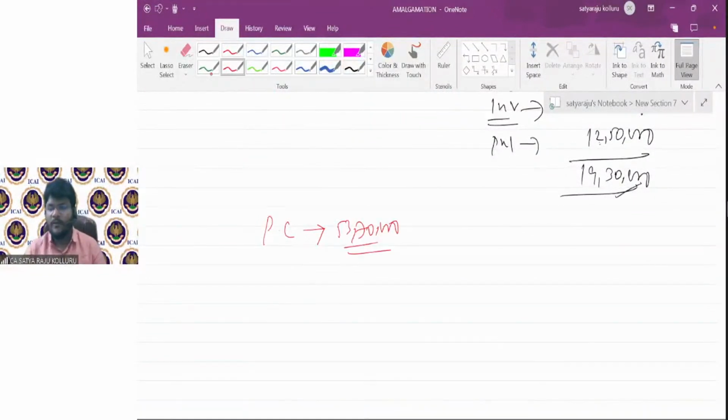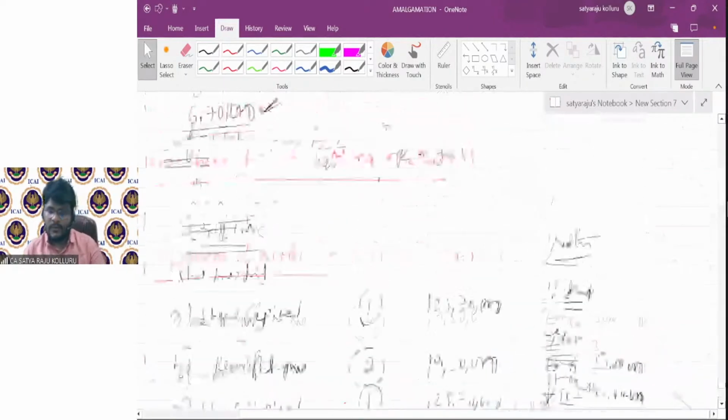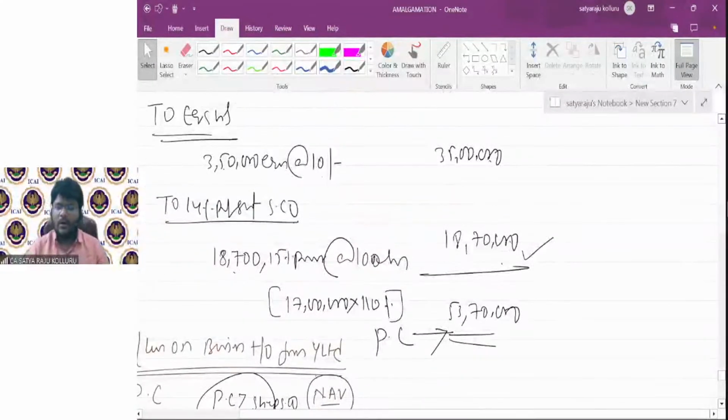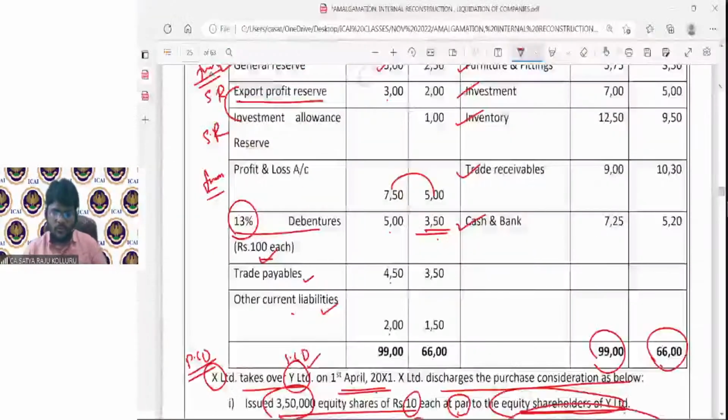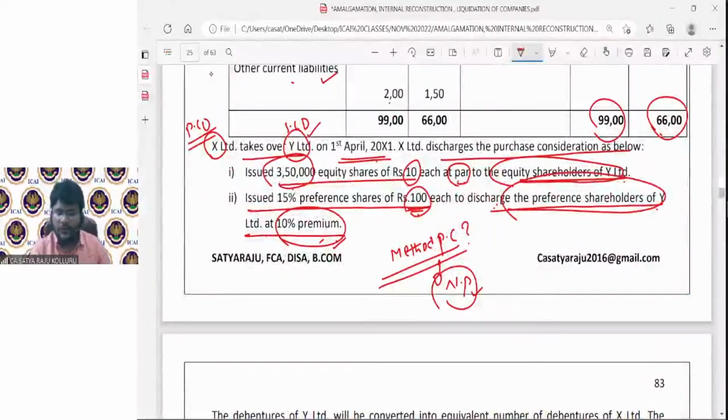Just a second. One of our friends asked one question. Actually, I didn't see. I realized that question in the break. It is not a big doubt actually. Sir, how is the payment related to preference shareholders 18,70,000? That's dead easy. You should go by the point given. Issued 15% preference shares of 100 each. Each and every preference share, whatever you are issuing, resembles 100 rupees face value. To discharge the preference shareholders of Y Limited at 10% premium.